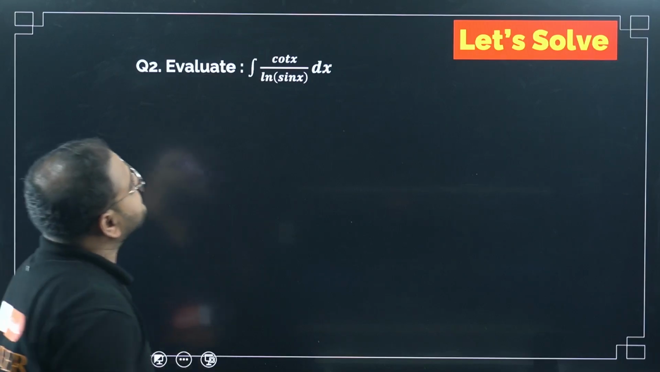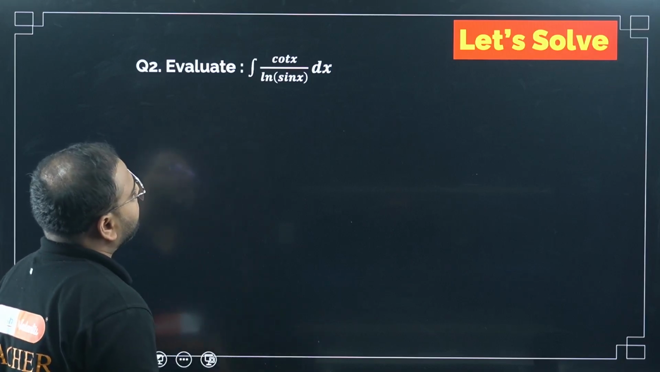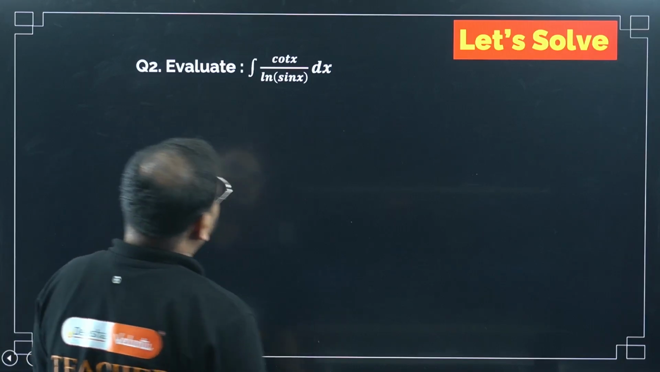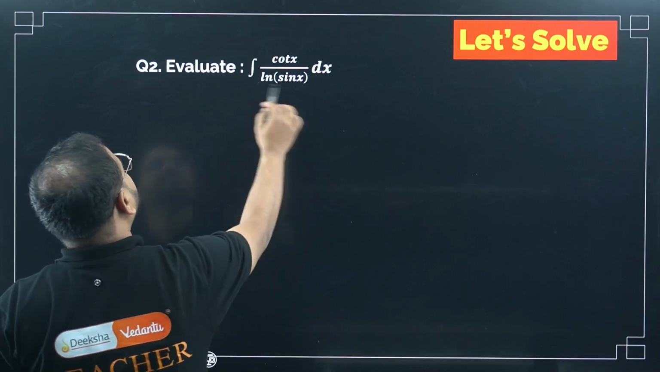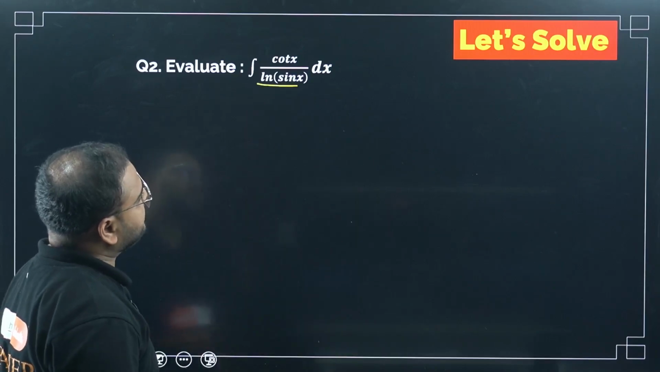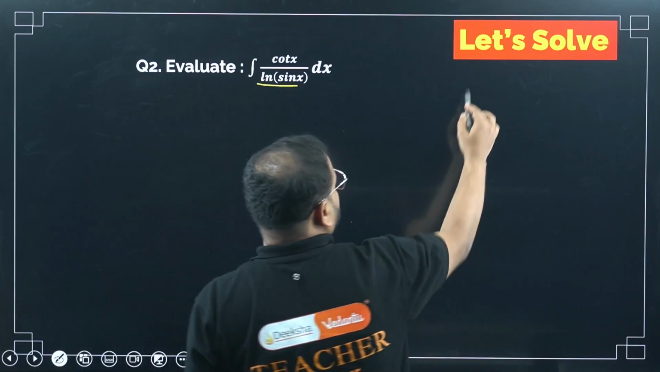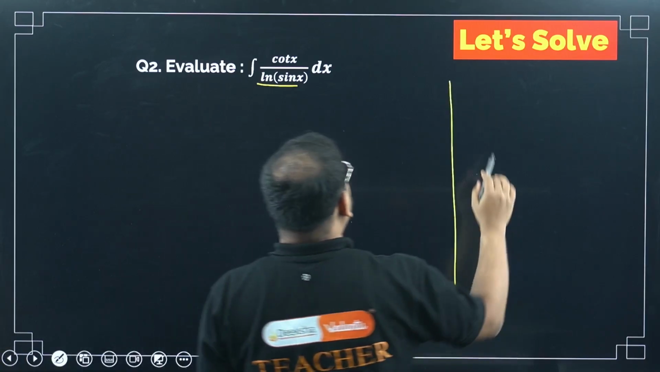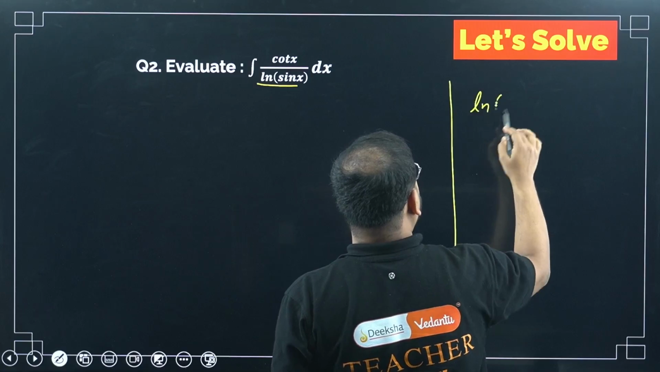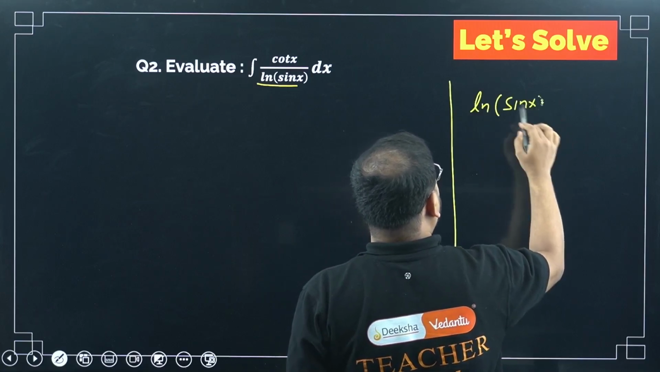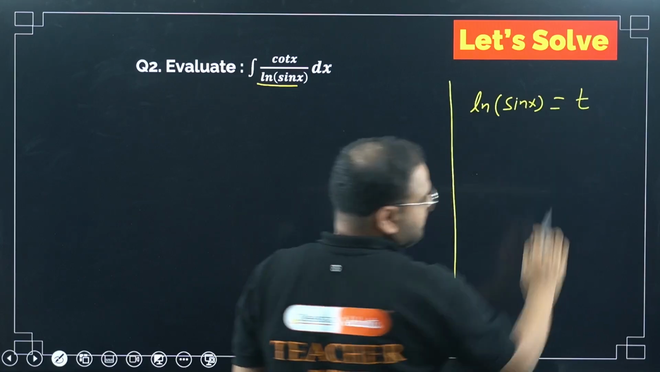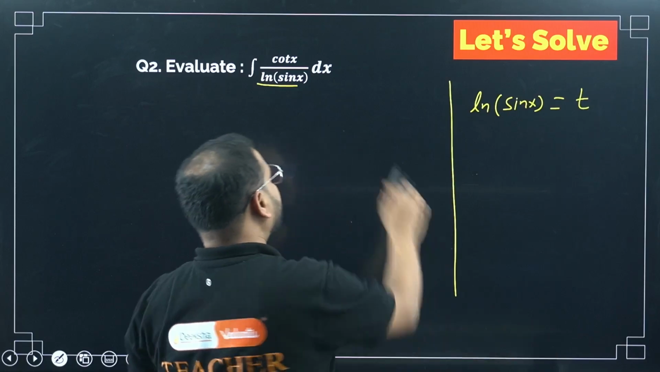Cot x upon ln sin x. Okay, so if you see here, ln sin x means I can take no, because even in cot x I will have sin x in the denominator only. So yes, let's see. I think this will make sense. So take the ln sin x, which is making our life difficult right now, as the substitution t. Do the differentiation to find the dx value.